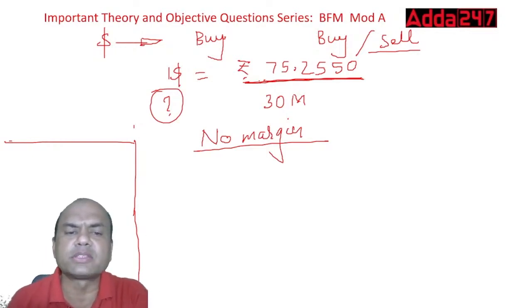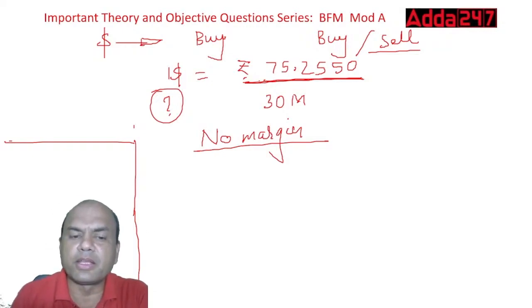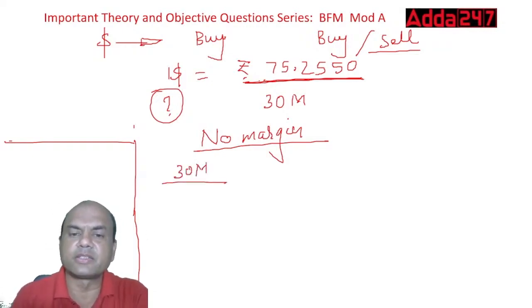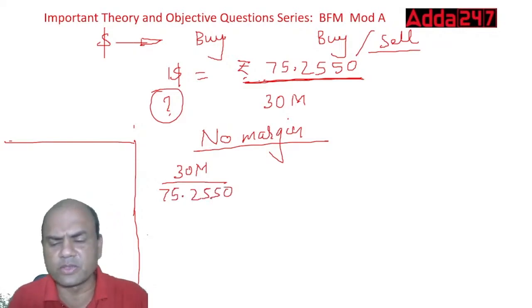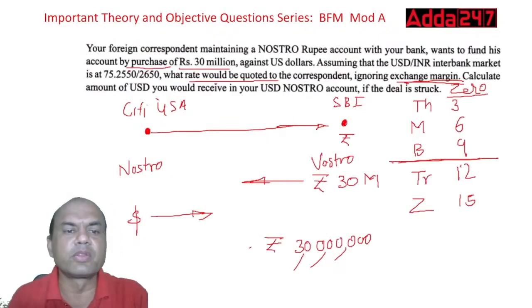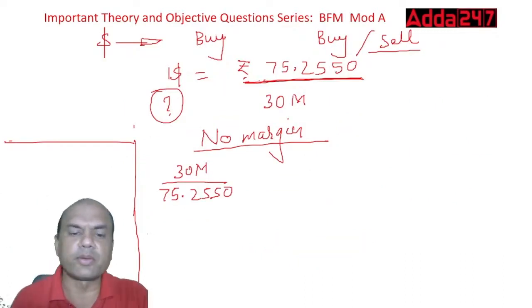Next, 30 million. I want dollars. How do I do it? Cross multiply this. So what will I do? 30 million divided by this rate 75.2550. This is the only rate now. 30 million upon 75.2550.